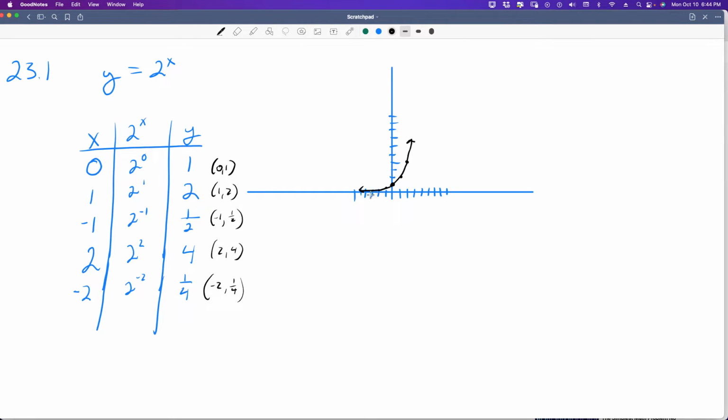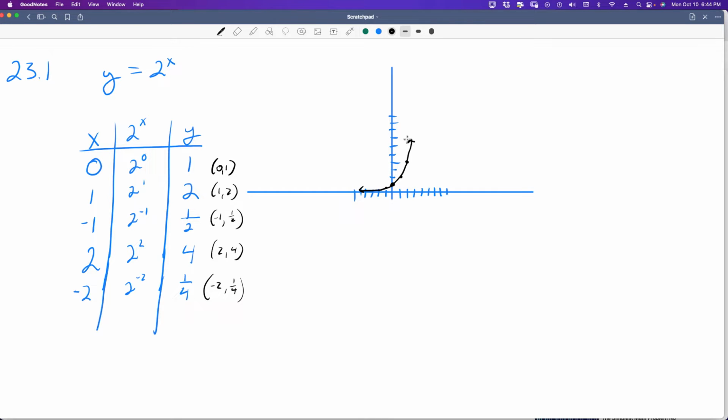The negative values create a vertical asymptote, and the positive values create a very steep curve, that's the word I'm looking for, the higher the base is, and the higher the exponent is as well. So that is what an exponential function is going to look like.